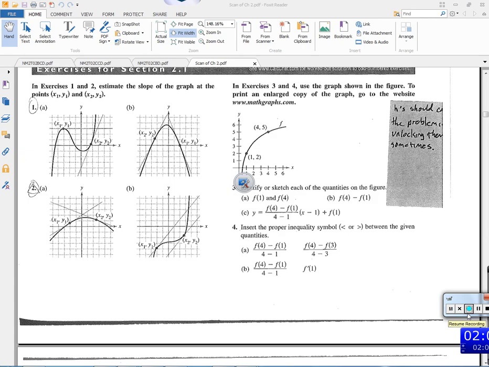Okay, so number two, we're just estimating the slope here and estimating the slope over here. Estimating the slope for two different points on the graph, the slope of this tangent line. It's just an estimate. So this is kind of a tough one, because that point isn't right on the grid, right? But this one kind of is. I'm going to use this one right here, because this one kind of is on the grid.